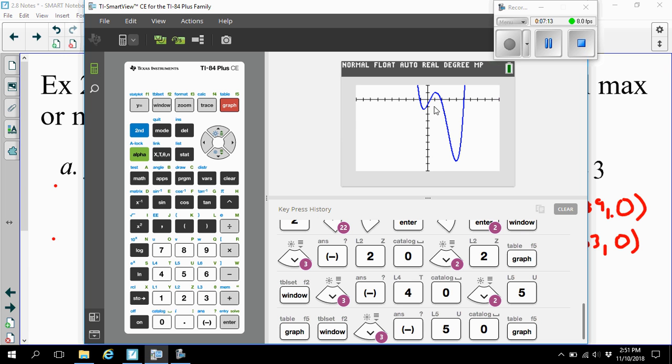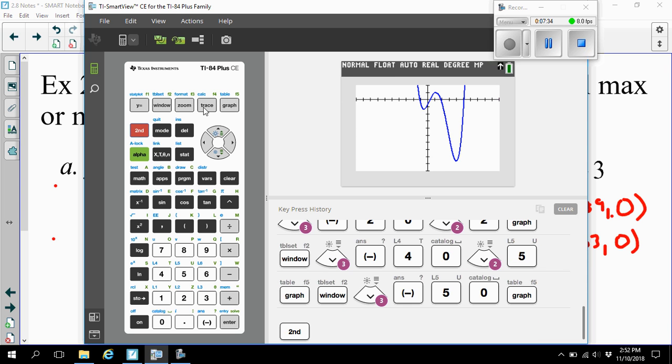Now local mins, remember, are at the bottom of our humps. So if we look, we've got 2 bottom humps, one here and one here. That means we have 2 local minimums. You can actually have more than one local max and minimum because we're localizing to a certain area of the graph.